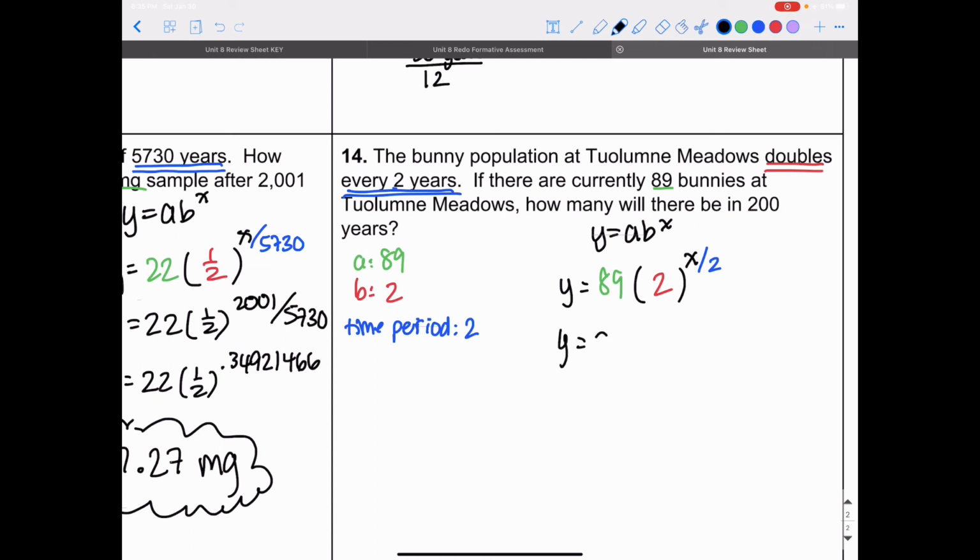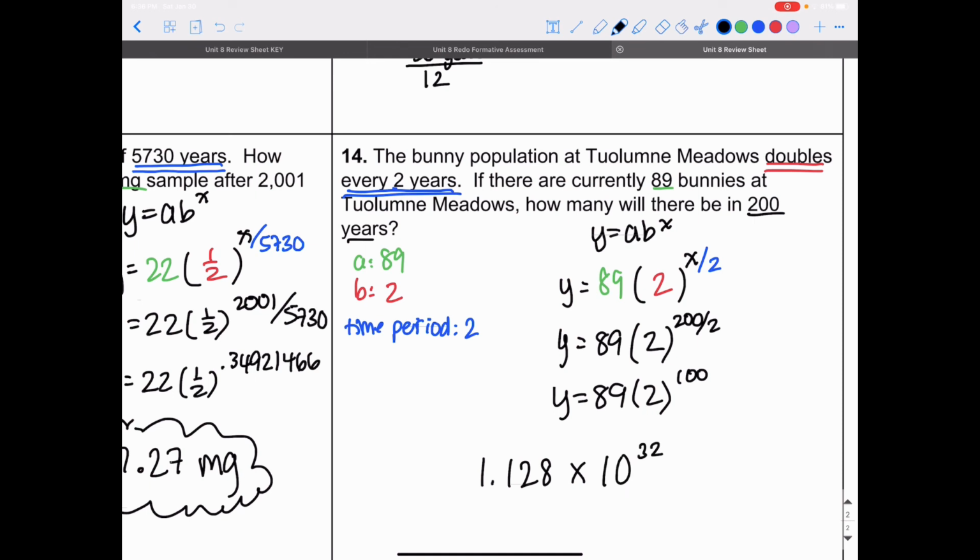I have y is equal to 89 times 2 to the, in this case, I'm talking about 200 years passing by, so 200 divided by 2. That's y is equal to 89 times 2 to the 100th power. This is going to be a really big number. 2 to the 100th power times 89 is equal to 1.128 times 10 to the 32nd power bunnies.